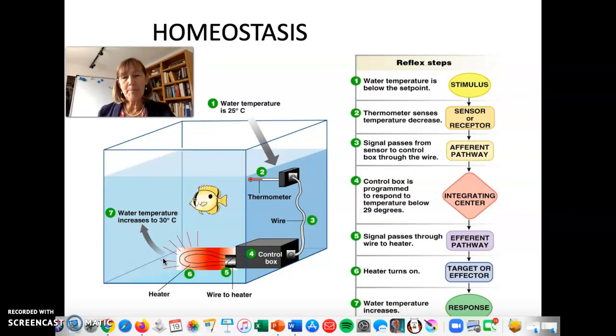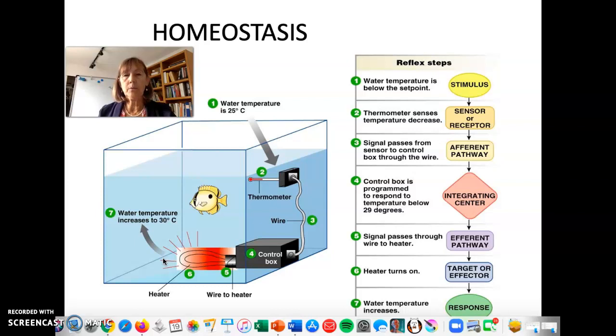So the fish is happy there if it's warm. So look what you have. You have a thermometer, you have a wire, and some sort of a control box, and you have a heater because it's going to have to heat that water in order for it to stay at the correct temperature. Okay? So let's take those one at a time because they're numbered here.